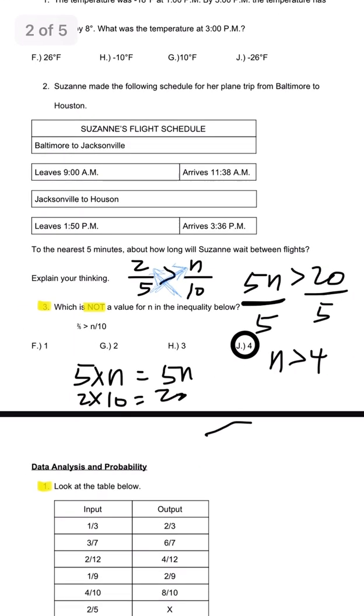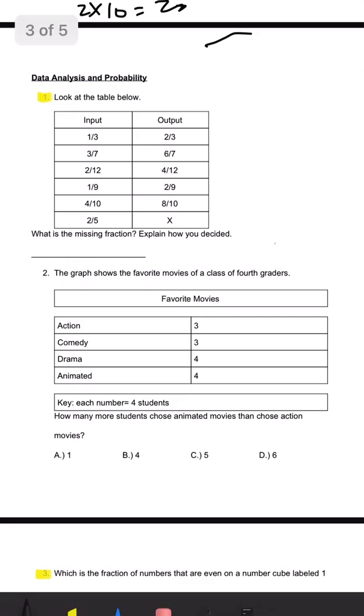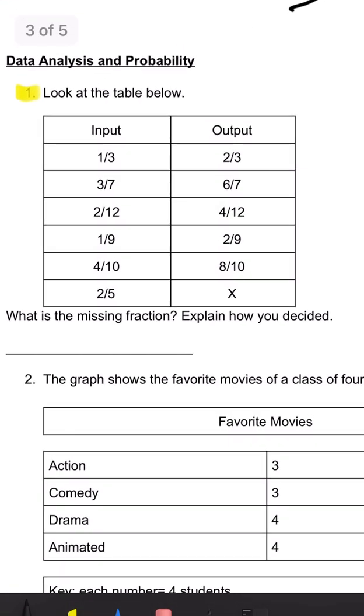Okay, next we'll be doing data analysis and probability. So we'll solve number 1. It says, look at the table below. Here we have input and output values, and the question is, what is the missing fraction? Explain how you decided. So we're looking for x. Again, x is a variable, it's just a placeholder, basically. So we're going to try to use the table to figure out how to solve for x.